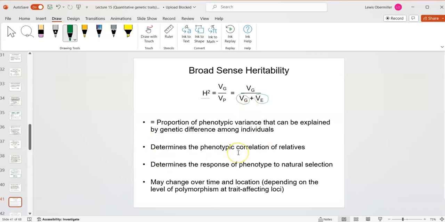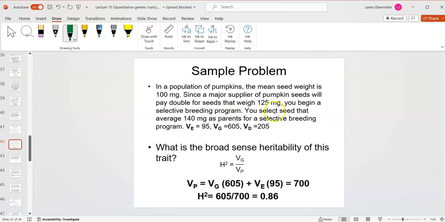We can use this to determine phenotypic correlations of relatives. The response of phenotypes to natural selection is determined by this broad sense heritability, and this can change over time. All right, let's go to our problem and let's calculate a real world broad sense heritability.